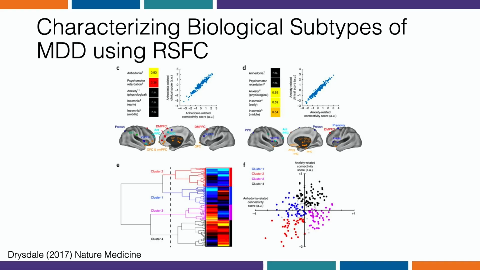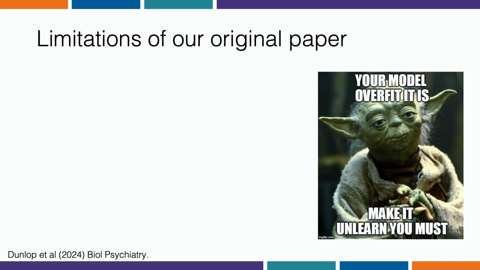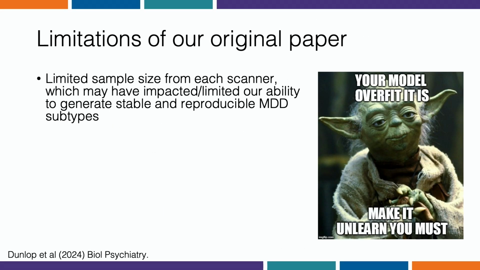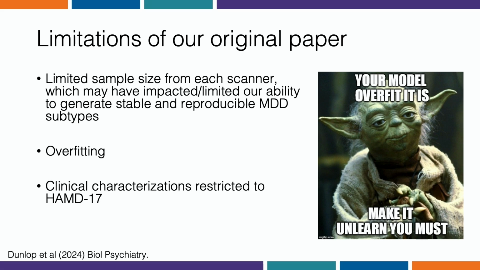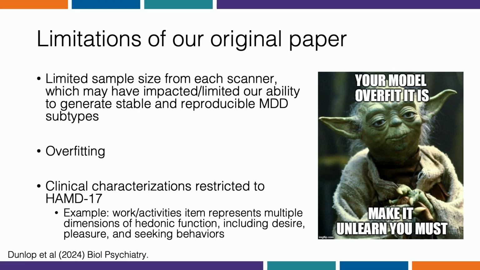But there were some notable limitations of our paper, including the fact that we did not use regularization. Another limitation was that it was a multi-site secondary analysis, which may have limited our ability to generate stable or reproducible subtypes. We did not use regularization, which may have led to overfitting. And we did restrict our search of clinical symptoms to the 17-item Hamilton Rating Scale, which is somewhat limited in terms of how we can characterize certain symptoms, such as anhedonia, which is deficits in reward processing.